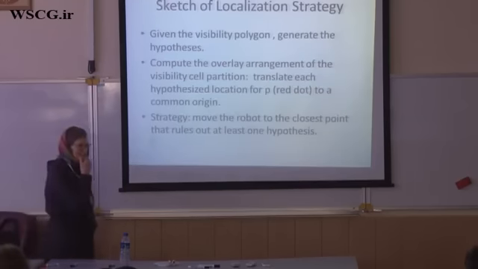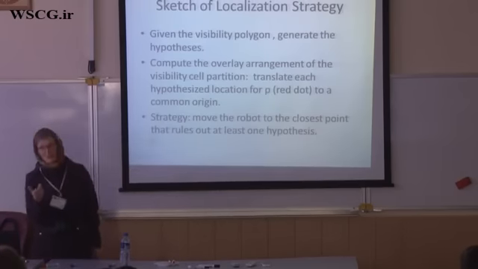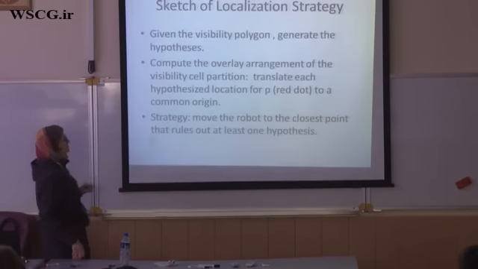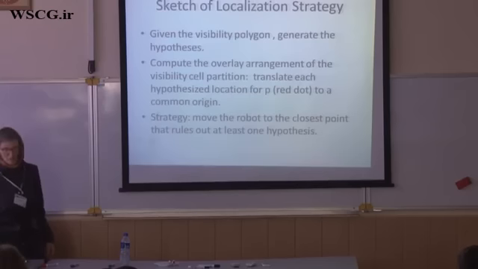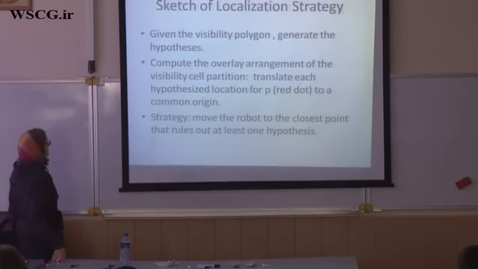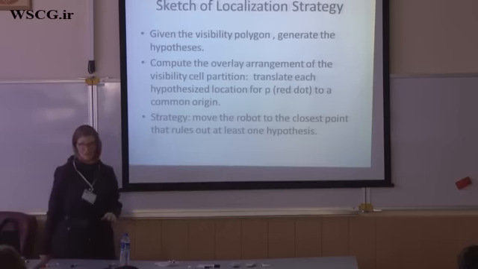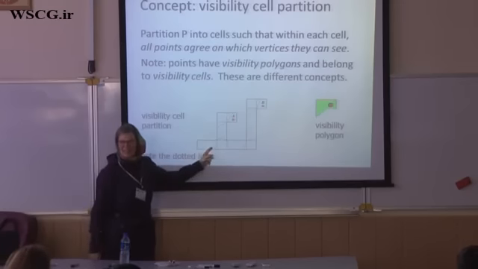So here's the sketch of the strategy for determining where your robot is. What do you tell your robot to do? You're given the visibility polygon that the robot detected when it woke up, and we generate the hypotheses thanks to the previous work I mentioned by Gibas et al. And now we compute the overlay arrangement of the visibility cell partition. So what does that mean? Where's my picture there? Here's these. Can you see these dotted lines in the back?